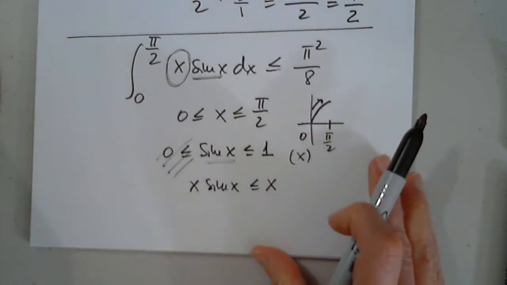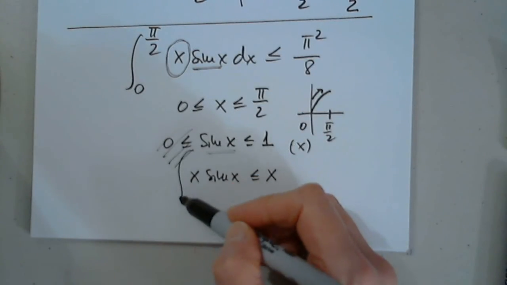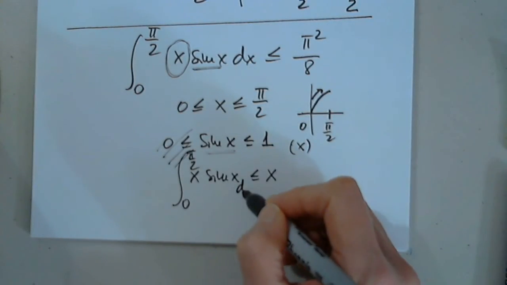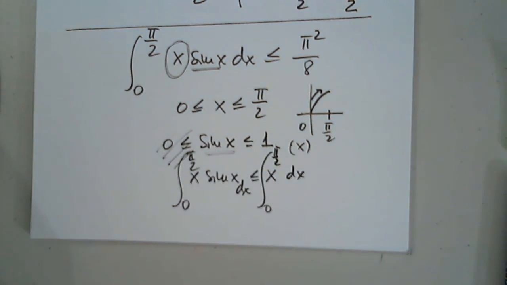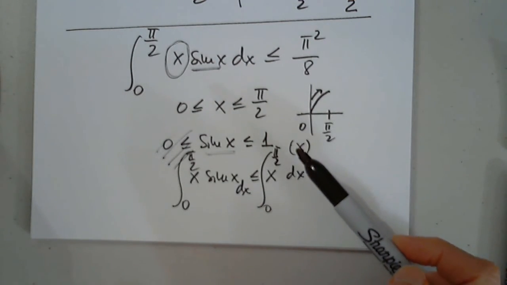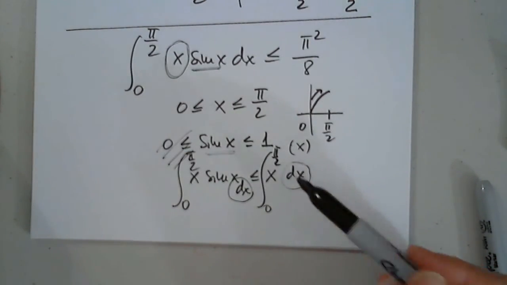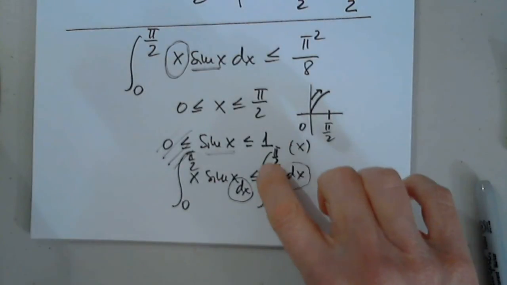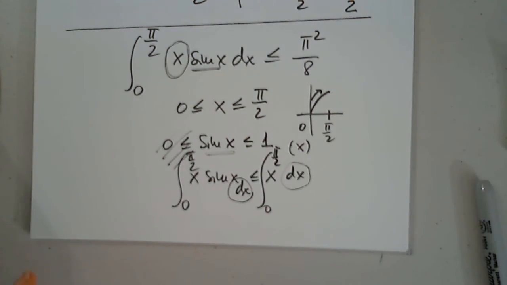So I found two functions, one that is below the other. And if that's the case, then the integral from 0 to pi over 2 of x sine x dx will be less than or equal to the integral from 0 to pi over 2 of x dx. One remark, many times I saw it on your tests, you write the integral without dx, or dy, or dz, or dt. You cannot do that. Please make sure that you always write the integral with dx. There is no integral without dx or dy, dt, whatever the variable is.